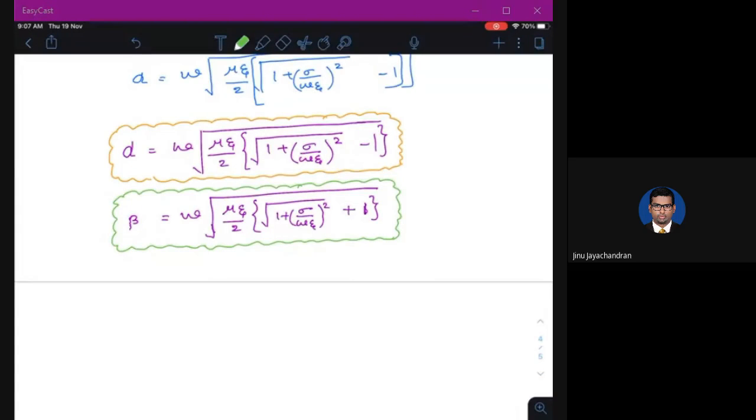So this is the propagation constant. Fine. Now, apart from this parameter, there is a parameter which is called intrinsic impedance.